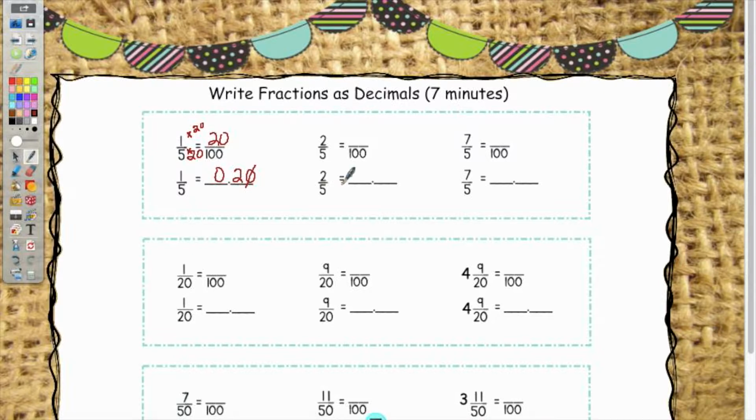Okay. 5 times something equals 100. We just figured out it was 20. So 2 times 20. Miguel? 40. Okay. How do I write 40 hundredths? Do I need that? So 2/5 as a decimal is what, boys and girls? 4/10. We're getting better at this. Okay. Try and figure out the next one.